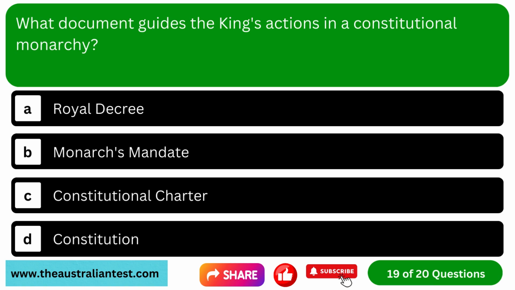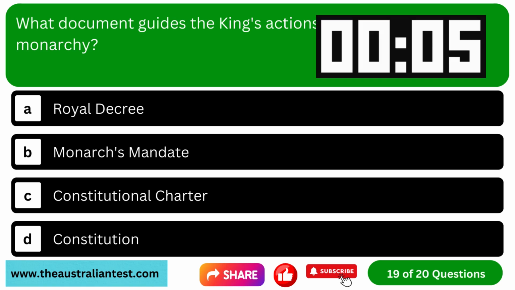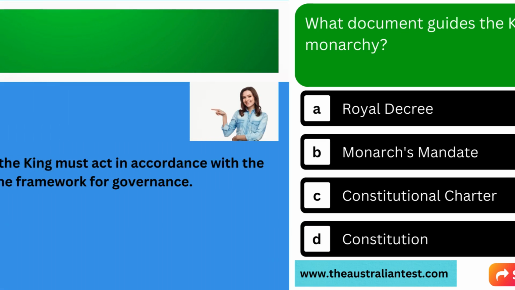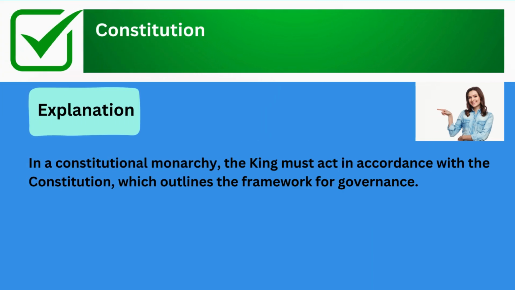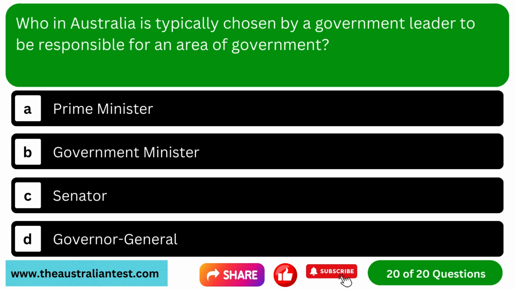Option C, Constitutional Charter. Option D, Constitution. The correct answer is Constitution. Explanation: in a constitutional monarchy, the king must act in accordance with the Constitution, which outlines the framework for governance. Question 20. Who in Australia is typically chosen by a government leader to be responsible for an area of government?